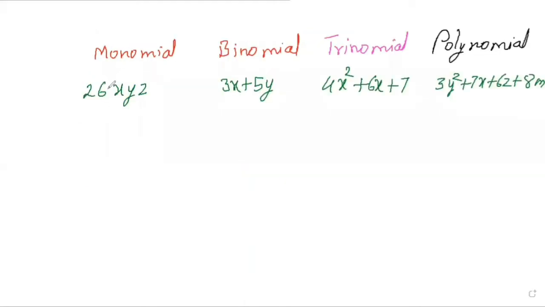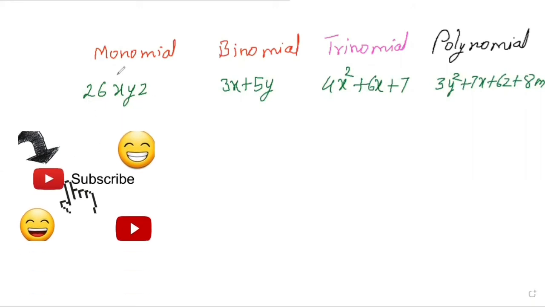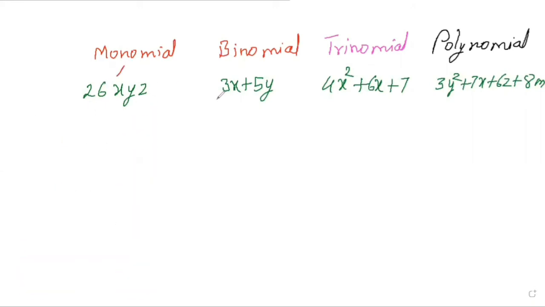Okay, you can observe here there is an expression 26xyz. This is called a single term. The algebraic expressions with a single term are called monomials. Now 3x and 5y, here there are two terms. An algebraic expression with two terms is called a binomial. An algebraic expression with three terms, 4x squared plus 6x plus 7, is called a trinomial. These all are called polynomials. A polynomial can have one term, two terms, 3, 4, 5, 6, 7, 8, anything. All of these are called polynomials.